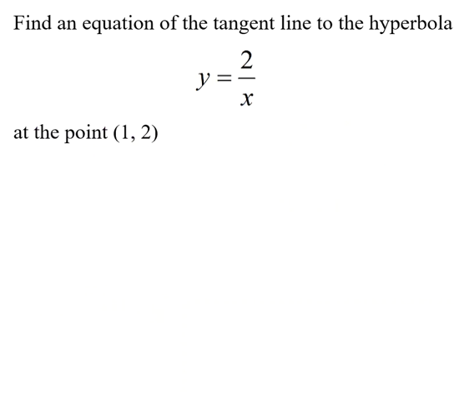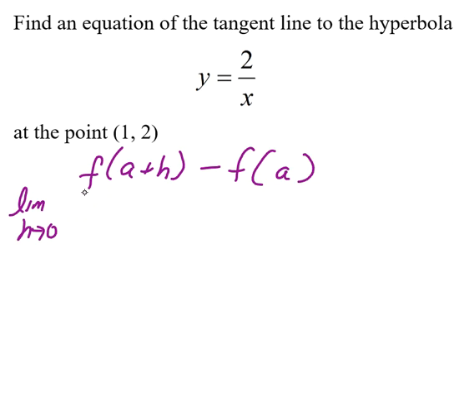So we're going to use the difference quotient this time to find an equation of a tangent line to the hyperbola y equals 2 divided by x at the point (1, 2). So again, that difference quotient that we're working with is the limit as h approaches 0 of f of a plus h minus f of a, all divided by h. It's just another way of doing the slope.